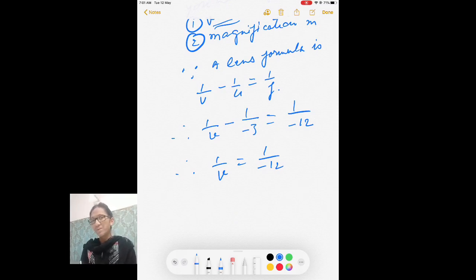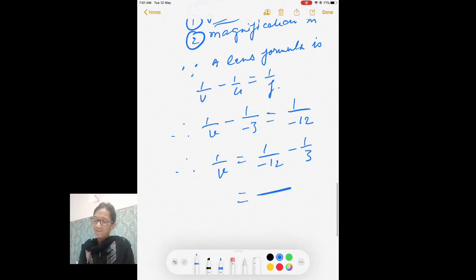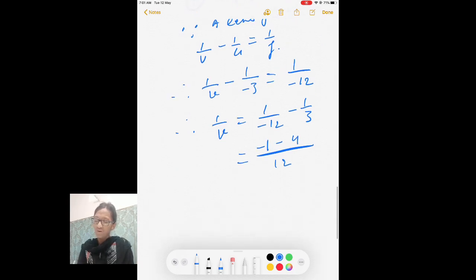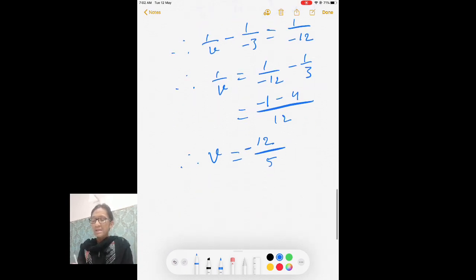So when you take this on the other side, it will again become minus. So let me take LCM. So this is your minus 1, minus this is 4. Therefore V is equal to, I just inverted the quantity, so it becomes equal to minus 12 upon 5. So image distance is this much centimeter.